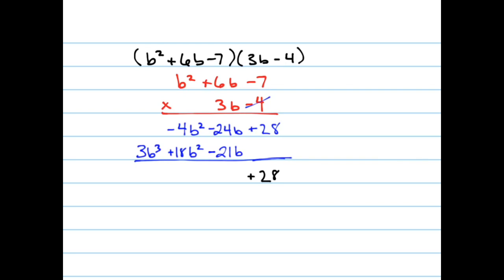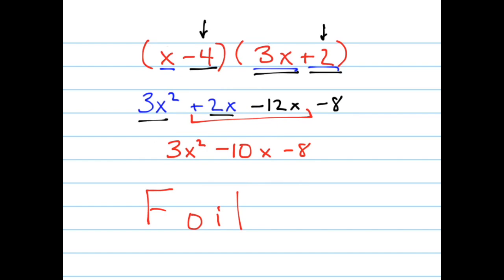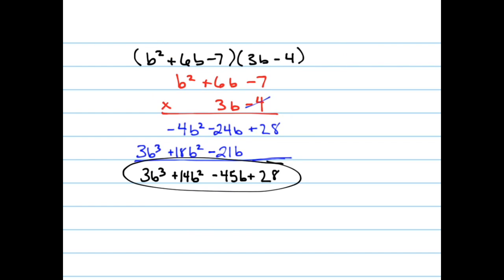Negative 24b and negative 21b together make negative 45b. Negative 4b squared and positive 18b squared together make positive 14b squared. And the 3b cubed gets brought down as well. So there's my final product. So we can multiply them horizontally, like we did back here, or we can multiply them vertically.